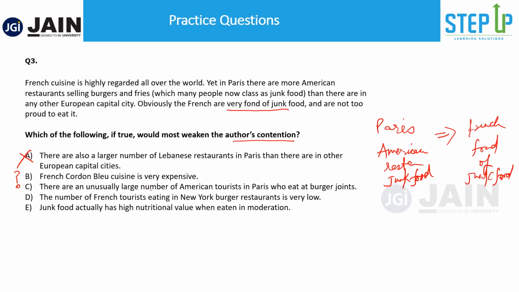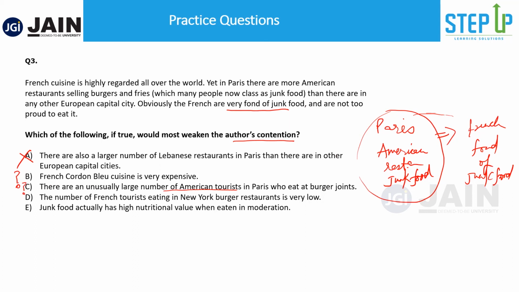There are unusually large number of American tourists in Paris who eat at burger joints. Oh, that's a solid one. He's saying there's a large number of American tourists in Paris who eat at burger joints. So maybe he was saying that because there are so many American restaurants selling junk food in Paris, the assumption is that the French also eat at these restaurants, and that's why there are so many restaurants. But he's saying that large number of American tourists are the ones eating, so maybe there are very few French people. So French people are actually not very fond of junk food. From this we can assume, right? So this is a solid one.